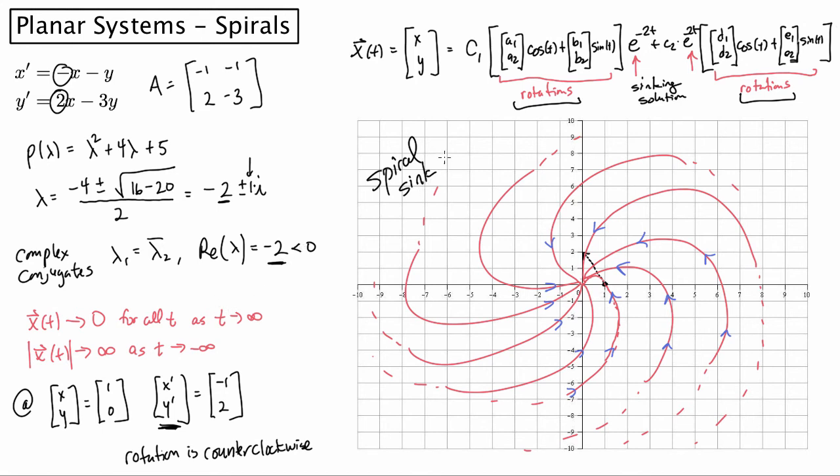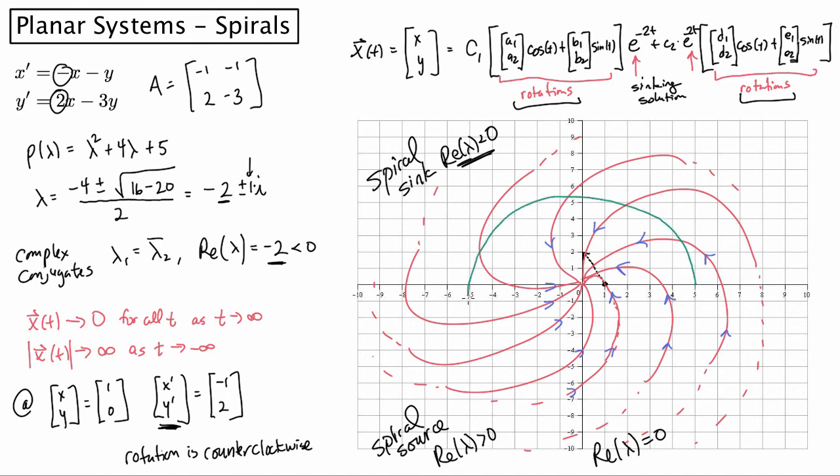The real part of lambda being negative caused this. If the real part of lambda had been positive, then you would have what's called a spiral source. And if the real part of lambda is 0, let's talk about that for a second. If the real part of lambda is 0, then you're rotating, but you're never getting any closer to the origin. You start to rotate, but you never get any closer to the origin. Think of it sort of as gravity. You're never going to get any closer than when you started.